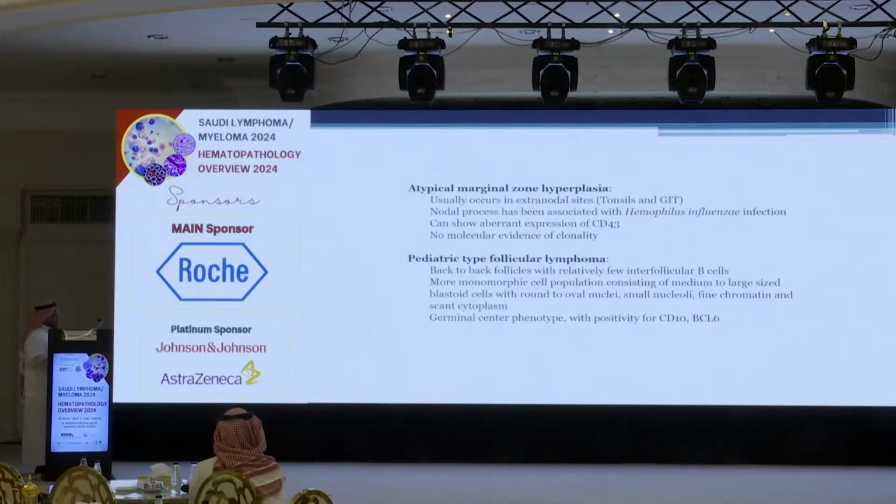Pediatric type follicular lymphoma is the other differential diagnosis, especially in the pediatric age group. It usually comes as back-to-back follicles, and as we described, it's more monomorphic. However, some early cases of pediatric type follicular lymphoma show what they call marginal zone differentiation. Recent studies tried to assess the molecular signature of both pediatric type follicular lymphoma and pediatric nodal marginal zone lymphoma, and they found they share most of the molecular signatures. In the recent literature, they are now talking about them as two histological manifestations of the same disease.